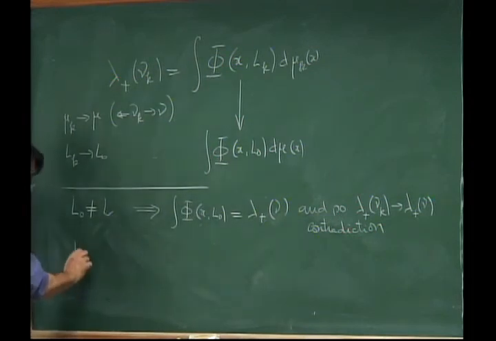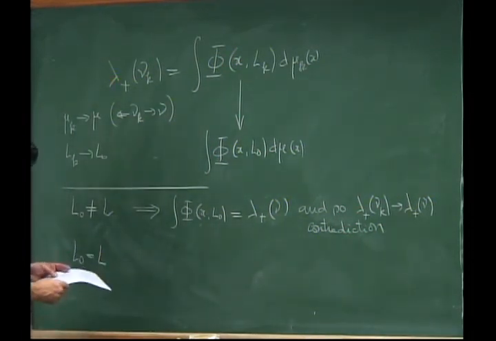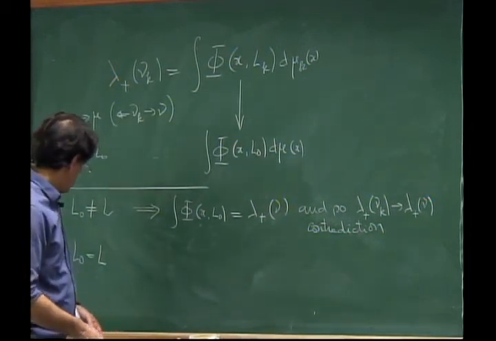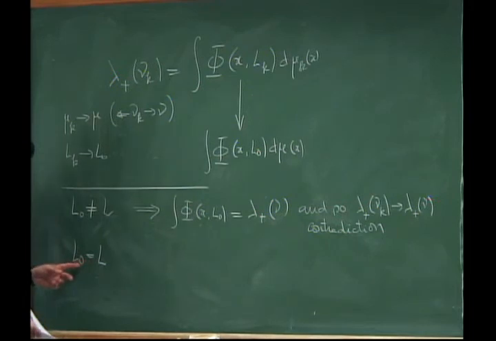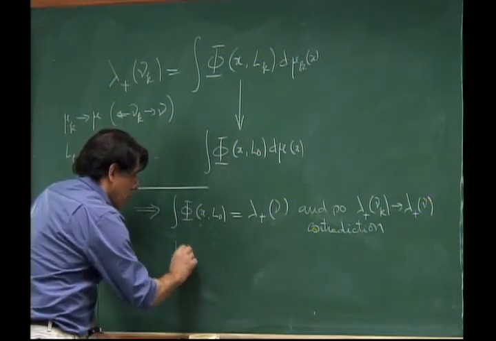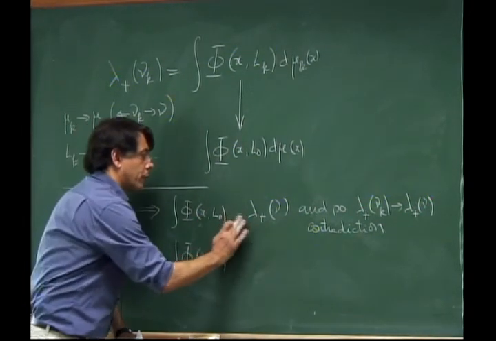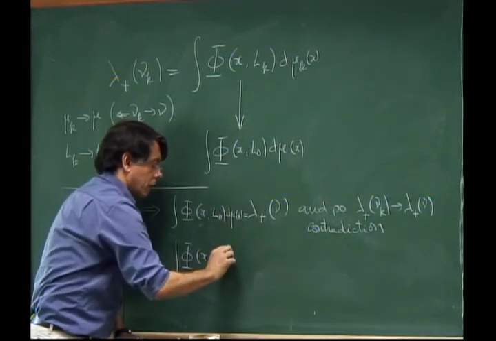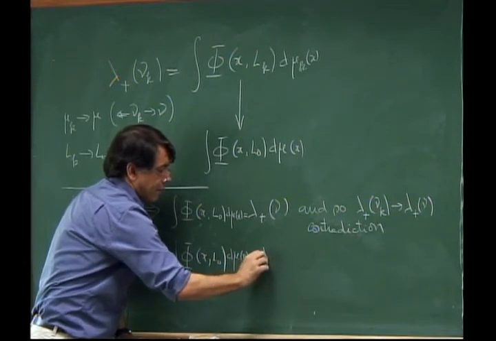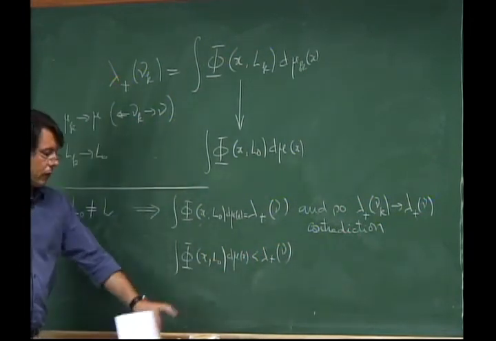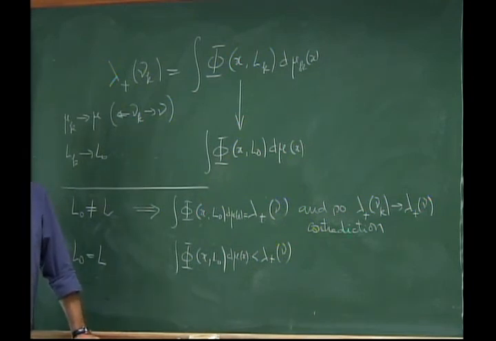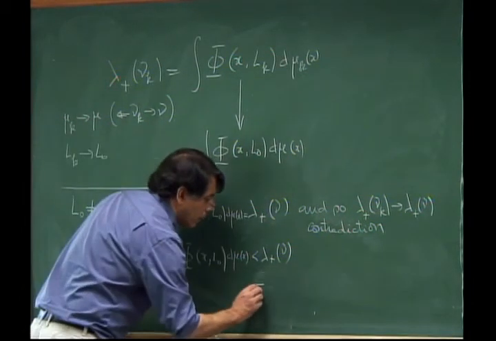Now suppose L0 is equal to L. Then phi of x L0 is smaller than lambda plus, because on L0 the integral with respect to mu is smaller than lambda plus, because here we have smaller growth. But what does it mean smaller? I mean, we are in dimension 2. There are only two exponents. If it's not lambda plus, it has to be lambda minus. So this is equal to lambda minus.